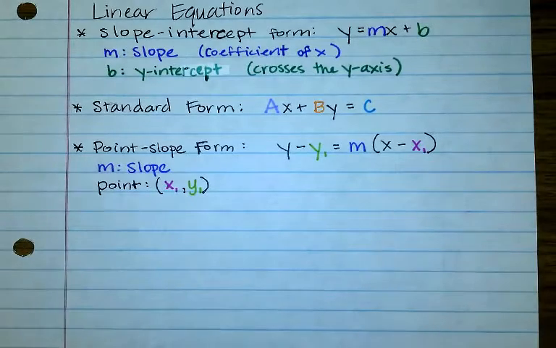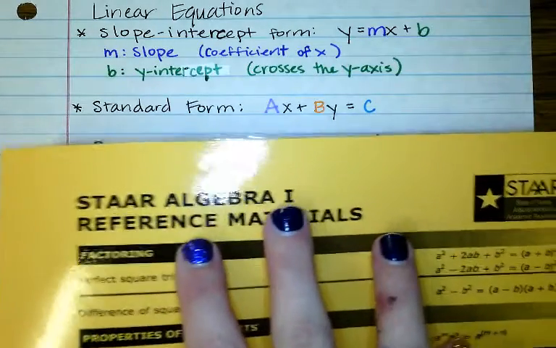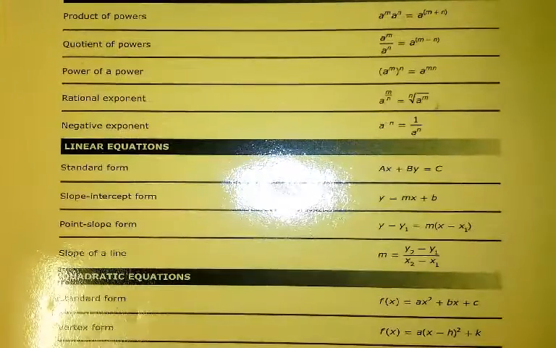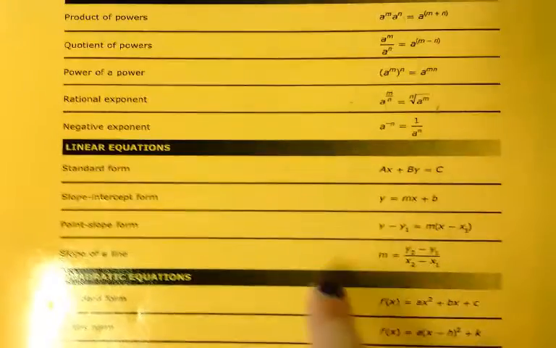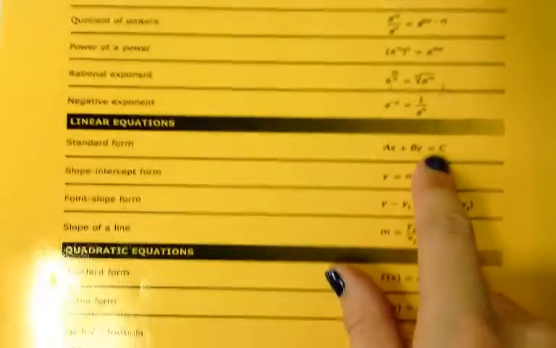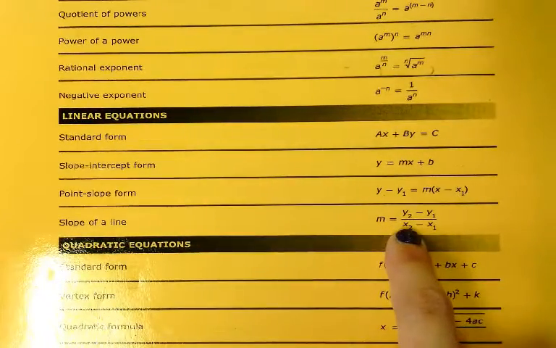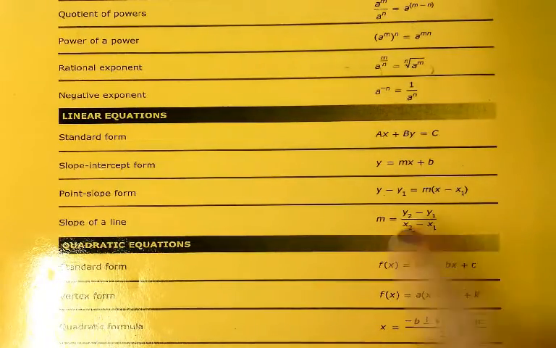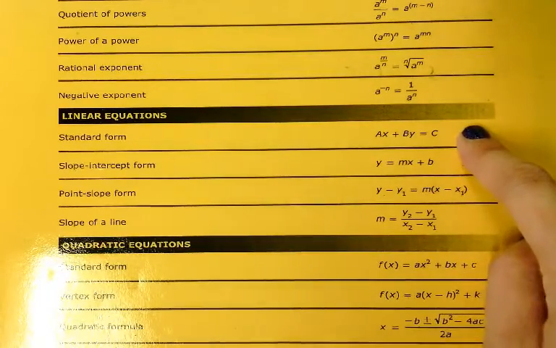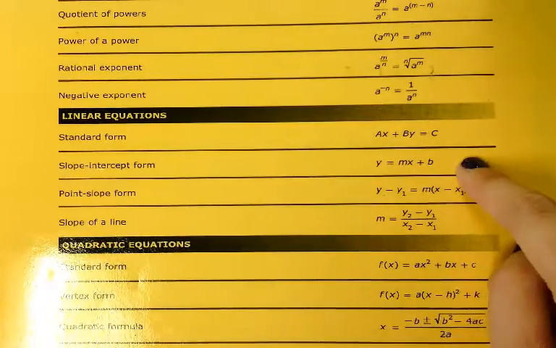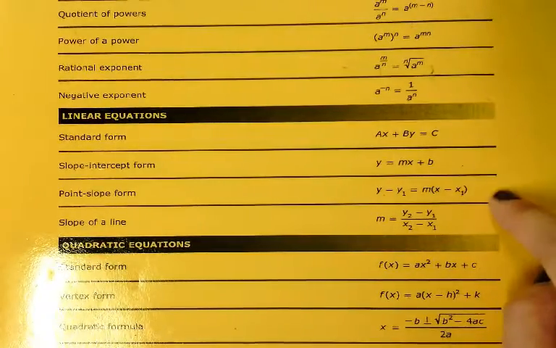Now, one thing that I do want to show you guys that's pretty cool is, you guys get these little reference materials when you take your STAR test. Okay, so check this out. Under the reference materials, I'll turn off that light real quick. For linear equations, they have the equation for the slope of a line, which we learned about on Friday. They have the standard form of the equation, which we just talked about. They have the slope-intercept form of the equation, which we just talked about. And they have the point-slope form.